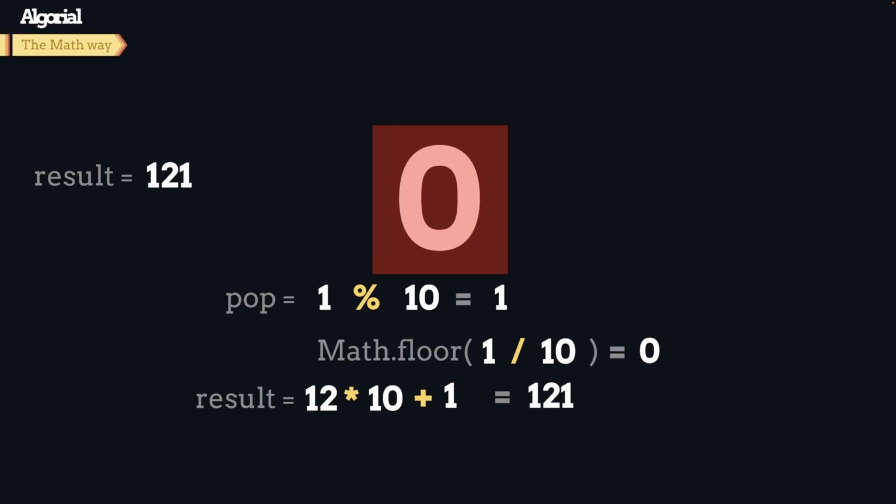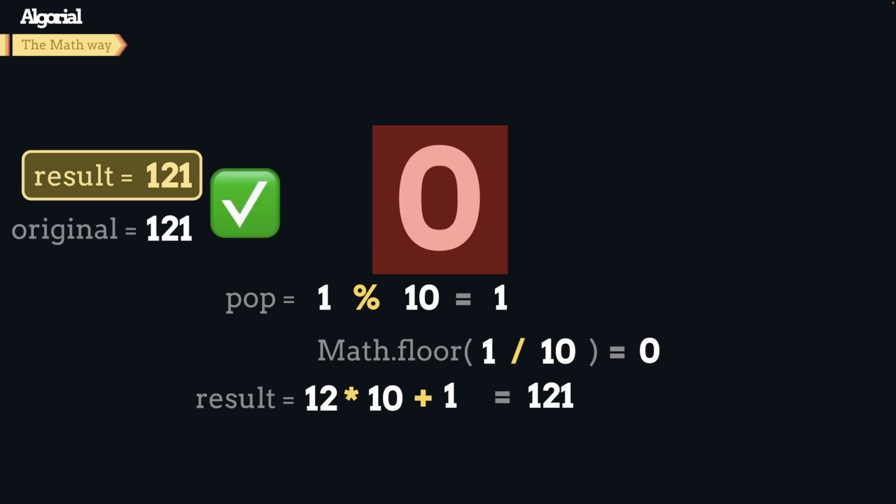But now, look at our result variable. We have the reverse number in our hand, and we can easily compare it with the original number to see if they are the same, or in other words, to see if they are palindrome. Let's jump into the code to implement this solution.